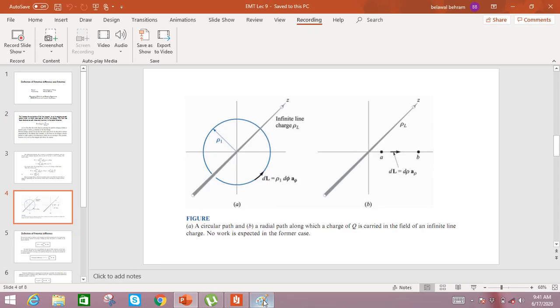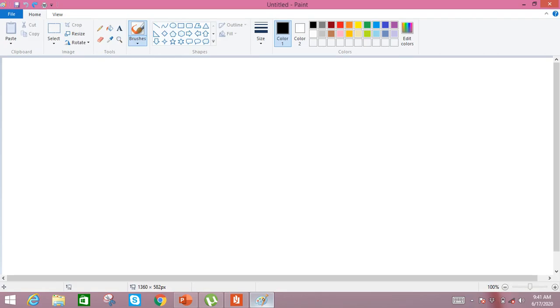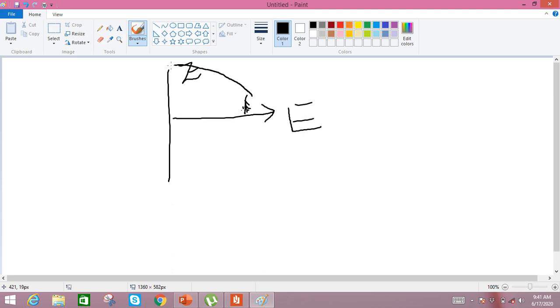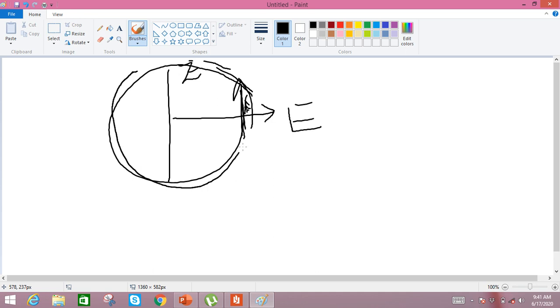It will be more clear if I use the pen. We have a line charge that is placed over the z-axis. The electric field intensity is radial. It means that this is the direction of the electric field intensity, or this is the direction of the force which is being exerted by the field over the charge, and we are moving the charge in circular direction. It means that the charge is moving over the circular direction and the electric field intensity is radial.